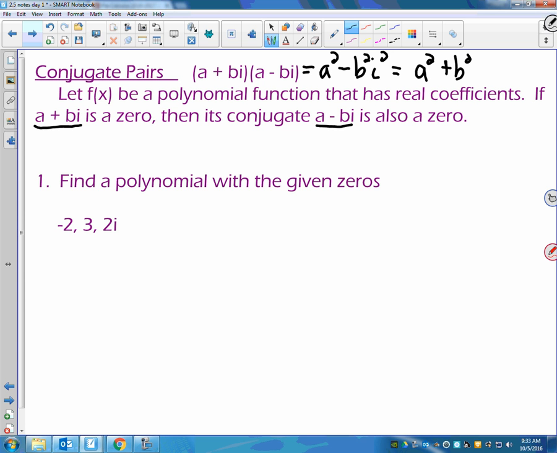We did that on our chapter 1 test. You had to simplify imaginary numbers.